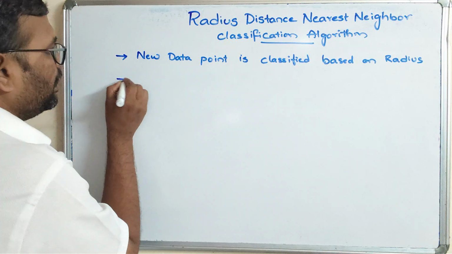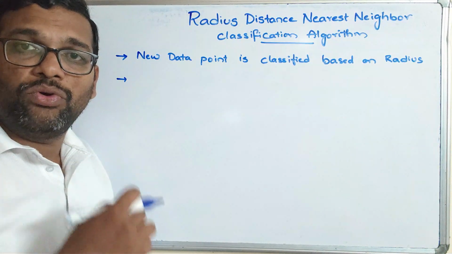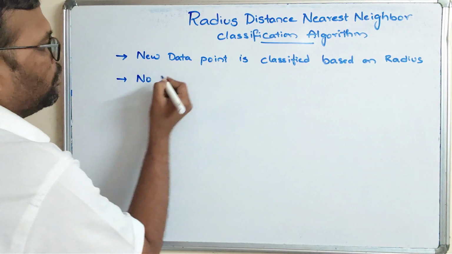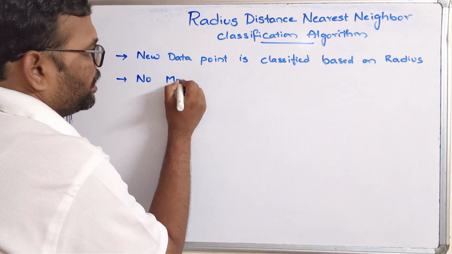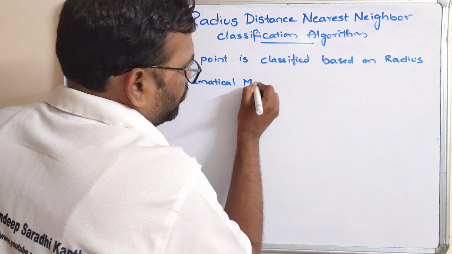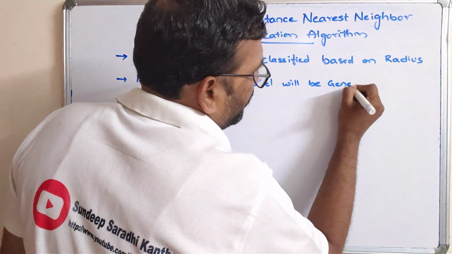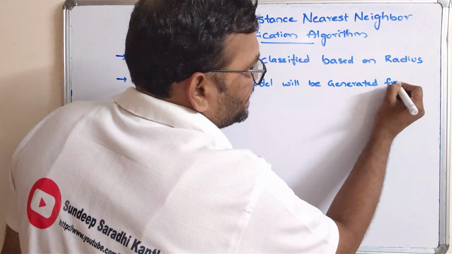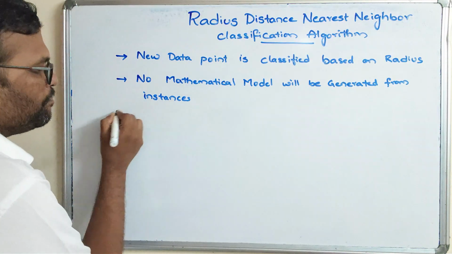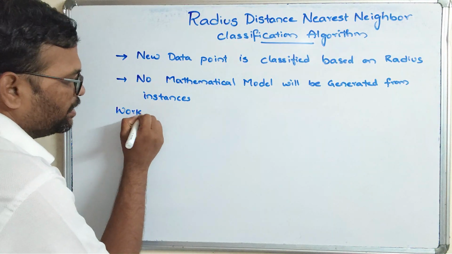point. And here also it doesn't create any mathematical model, but it uses only the trained data, whatever data is available. So no mathematical model will be generated, it works from instances. Instances are nothing but the records, the trained data. Here we will see the working so that you can understand everything.